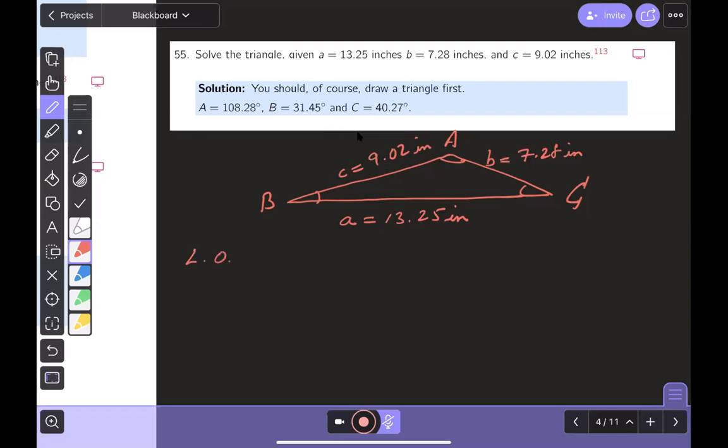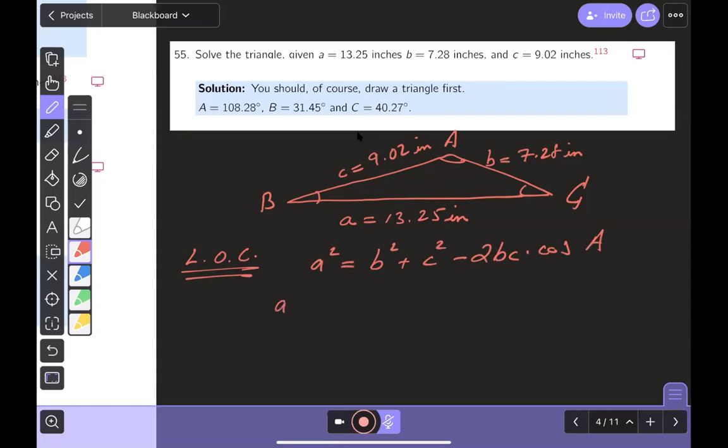Law of cosines. I'm going to aim for the big angle first. And what's that going to be? A squared equals B squared plus C squared minus 2BC times the cosine of angle A. Let me go through that work for you.